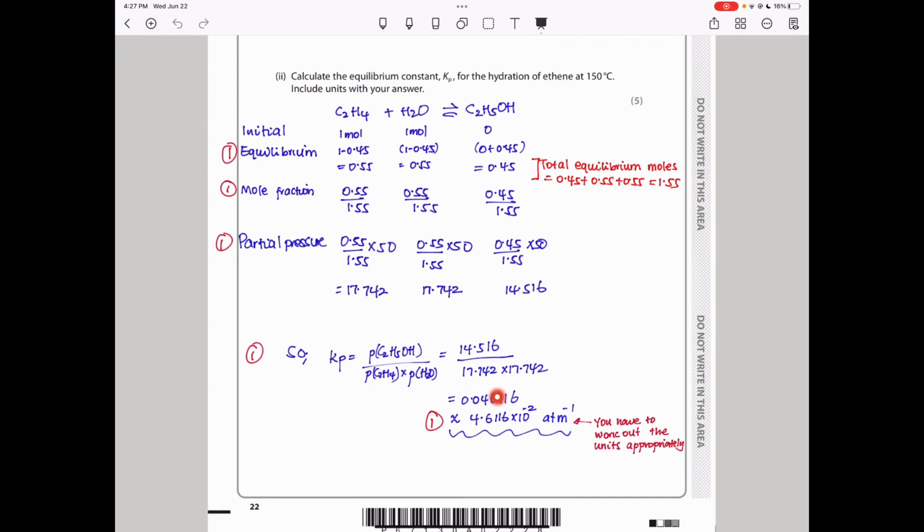The next part we need to do is to find the units. Remember, partial pressure is going to be in atmospheres. Atmosphere divided by atmosphere squared gives you per atmosphere. You need to find the suitable unit. So that is the answer here.